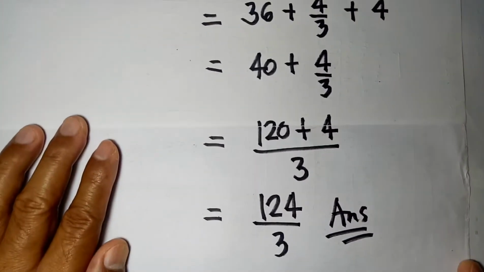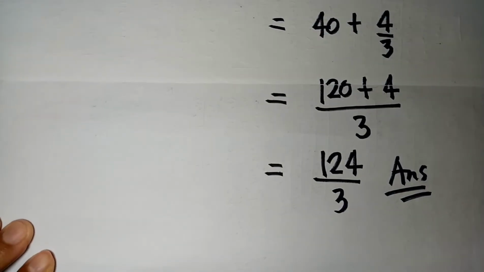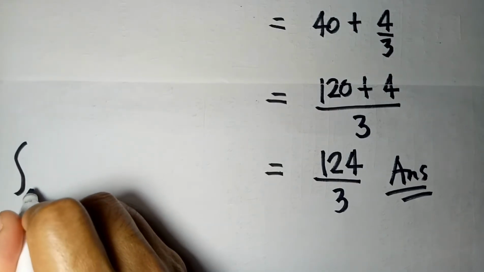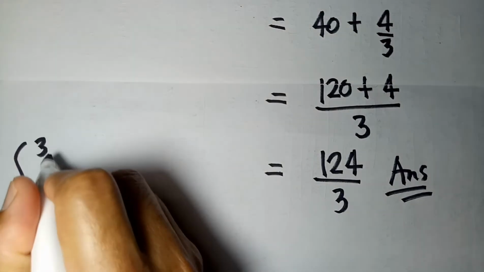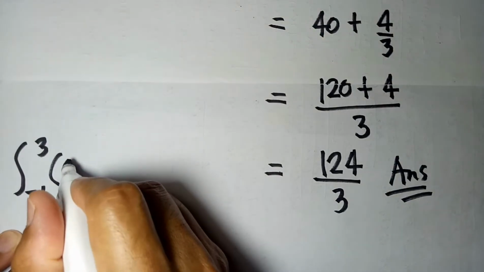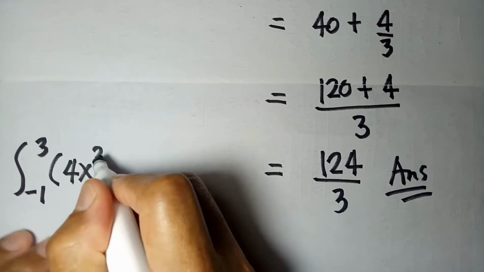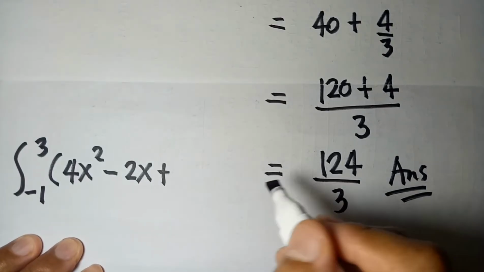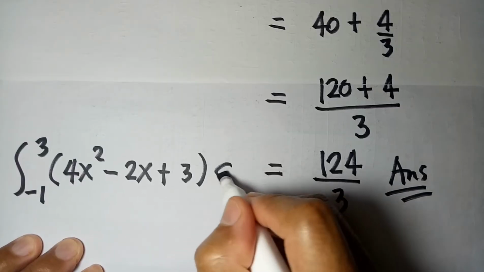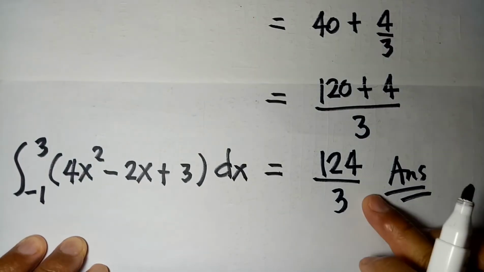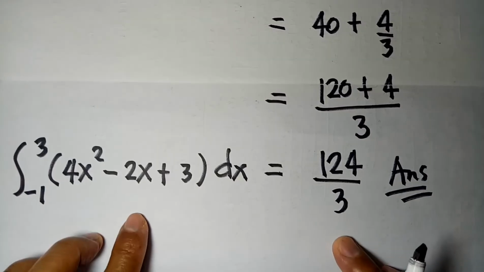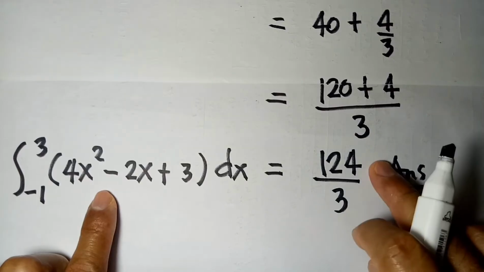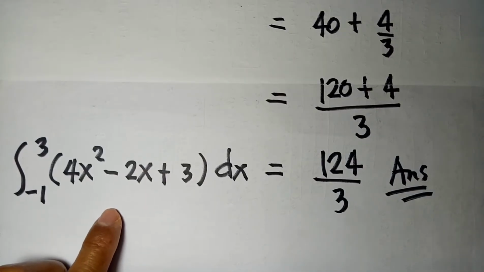So this is equal to the integral from negative 1 to 3 of 4x squared minus 2x and then plus 3 dx. So the answer is 124 over 3. So definite integral, dahil ang sagot natin ay definite, 124 over 3.